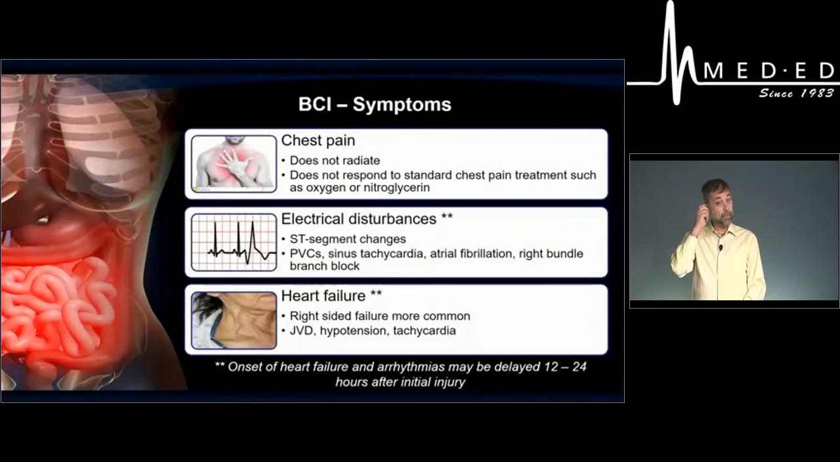Now, the third symptom that you may see with a blunt cardiac injury is heart failure. As I said earlier, the right ventricle is the one that's nearly always injured, so therefore we would expect right ventricular failure with these patients. So think about what symptoms a patient gets when the right ventricle fails. The blood backs up into the body from the right ventricle, right? Backs up into the vena cavas and then systemically. So the patient may end up with systemic signs of heart failure like JVD, hypotension, tachycardia, and with time you may start to see edema in the extremities as well.